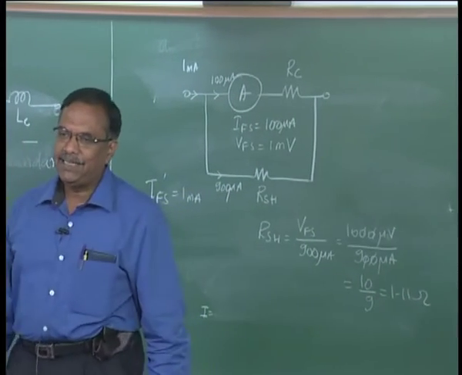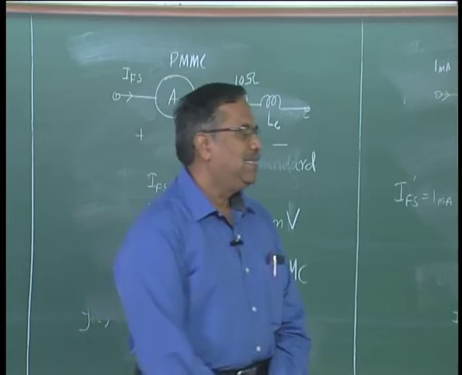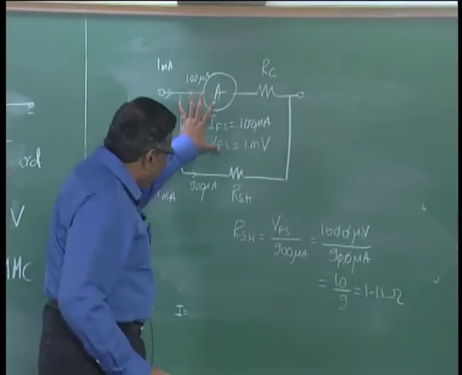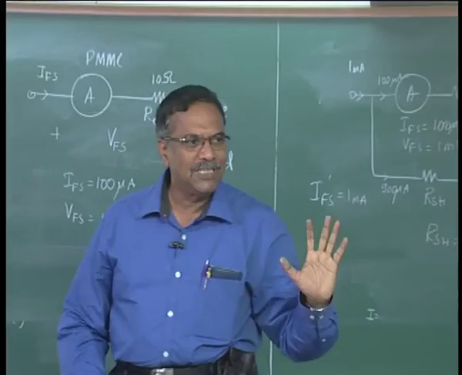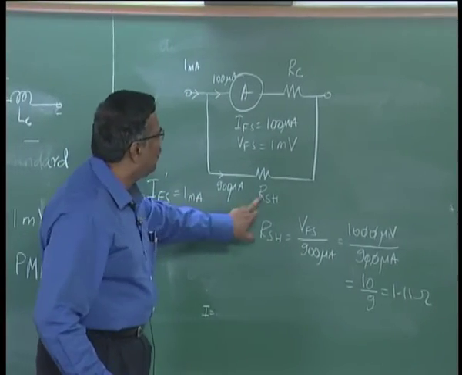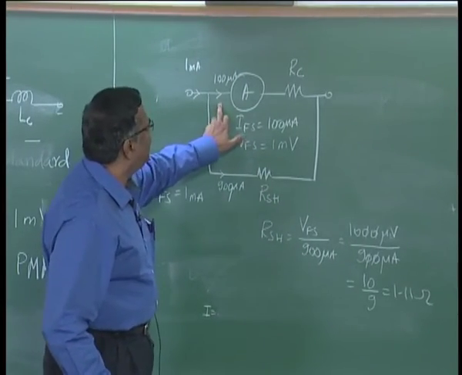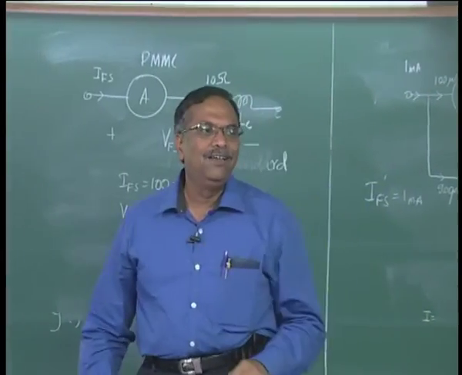So, if I connect a 1.11 ohm across the 100 microampere 1 millivolt full scale PMMC ammeter, the resulting ammeter becomes a 1 milliampere full scale. If I give 1 milliampere full scale, 900 microamperes will go through the shunt, 100 microampere will go through the meter, and I will have 100-division deflection. I will read full scale.